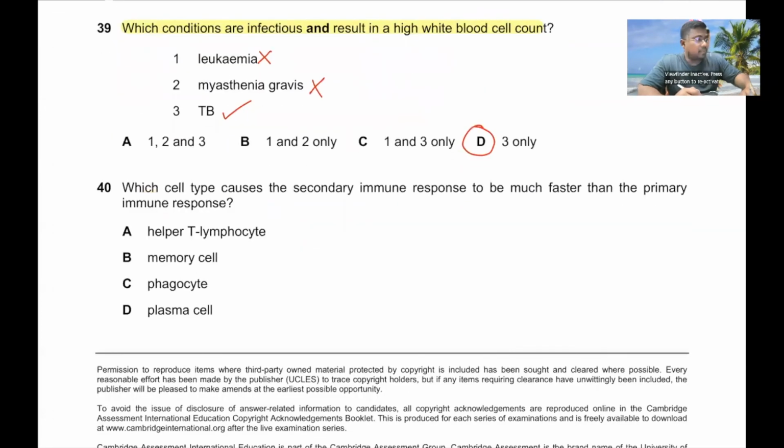Question number 40, which cell type causes the secondary immune response to be much faster than the primary immune response? All right. So memory cells definitely allows secondary immune response to be much faster. So 40B is the correct answer.